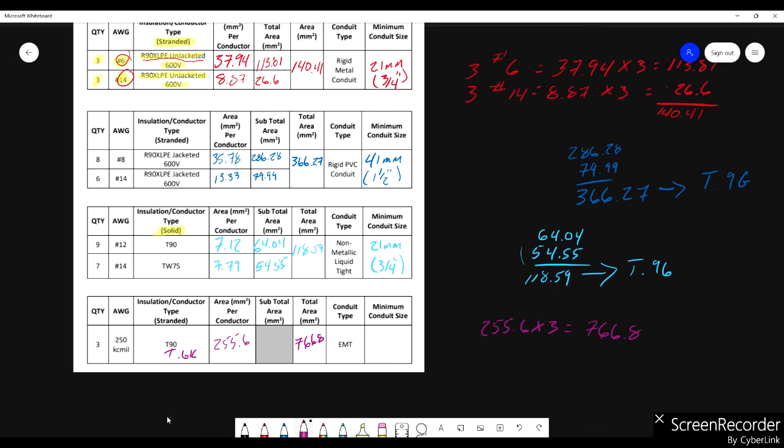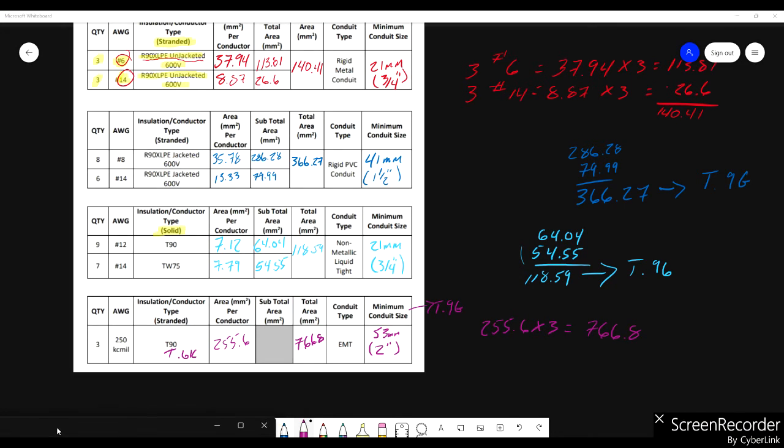766.8. It's an EMT, and when you go to table 9G, table 9G for 40% conduit fill, you see that you're going to need a 53 millimeter conduit, which is a 2-inch. Right? Okay, so I'll just show you that really quick. See how we got there.